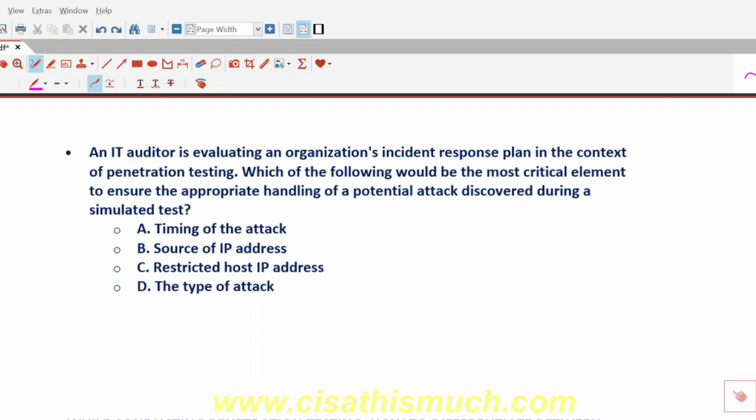Okay, so an IS auditor is evaluating an organization's incident response plan in the context of penetration testing. Which of the following would be the most critical element to ensure the appropriate handling of a potential attack discovered during a simulated test? Now, I am 100% sure that there will be many people who will not even understand what the question is trying to say.